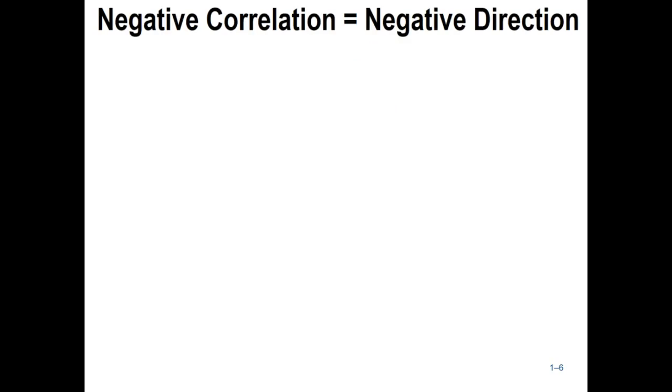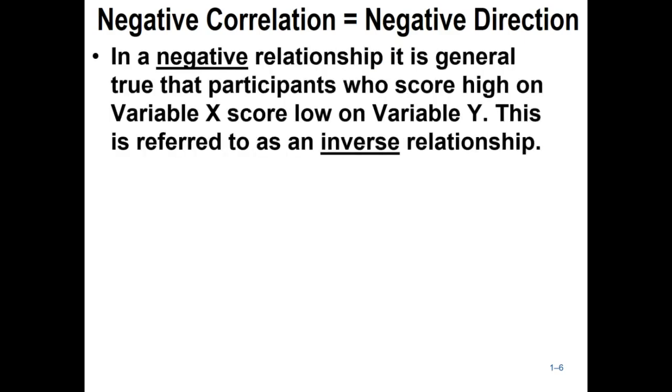In a negative relationship or correlation between variables, it is generally true that participants who score high on variable x are likely to score low on variable y. And of course, this means that participants who score low on variable x are likely to score high on variable y. This relationship is referred to as an inverse relationship. Variable x and variable y appear to vary in opposite directions.